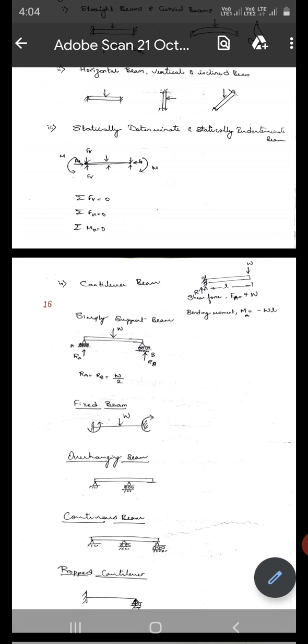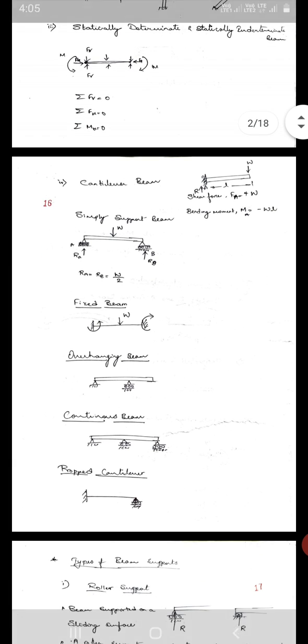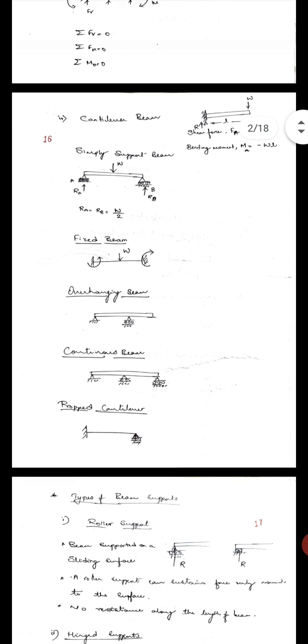Overhanging beam is a beam which extends beyond a support and hangs freely at one end. Continuous beam is a beam which has two or more supports continuously. It's called a continuous beam. Propped cantilever is a cantilever beam supported at the free end with a prop support, causing deflection.